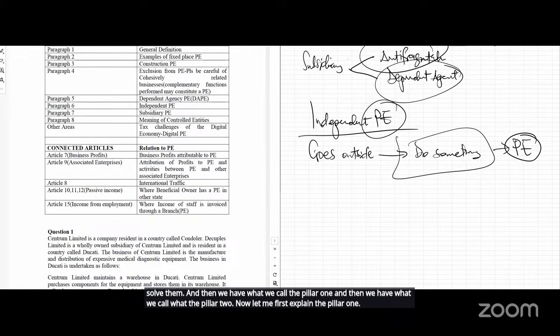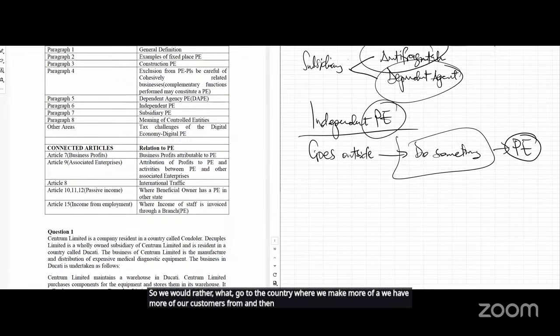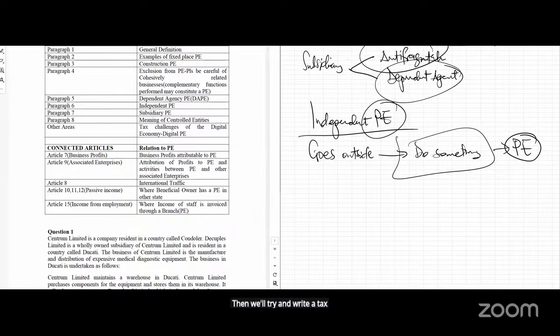Pillar 1 is saying that because it's difficult to really tell which country we make our revenues from, why don't we rather tax the country where we have more of our customers? Do you understand? Does the rule make sense? So we will rather go to the country where we have more of our customers from, and tax income from that side. I hope it makes sense.